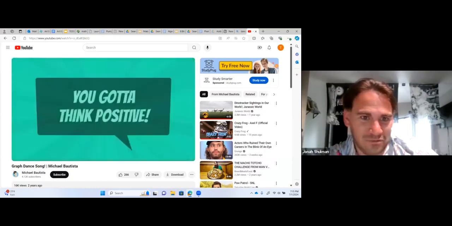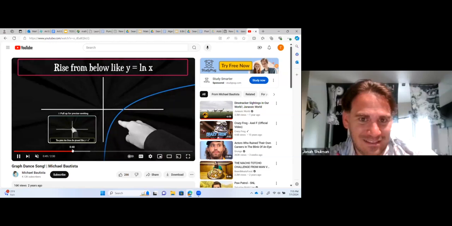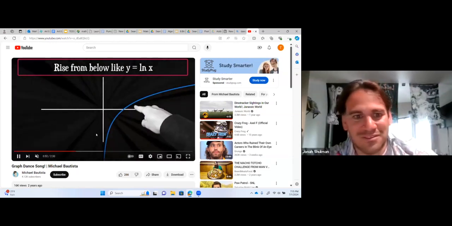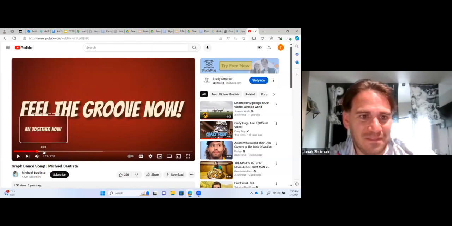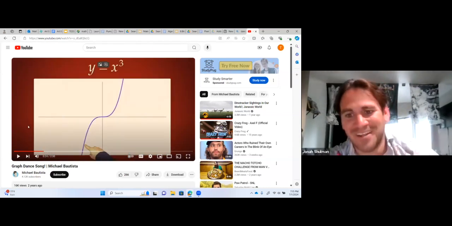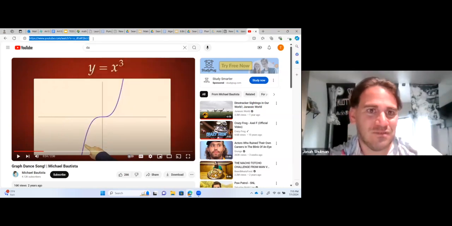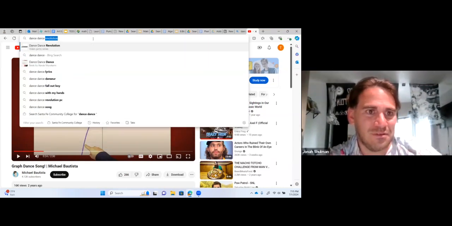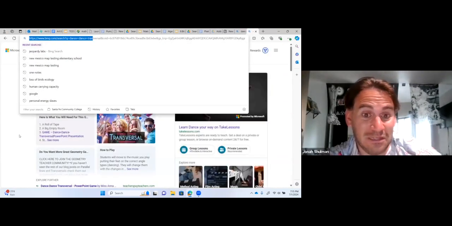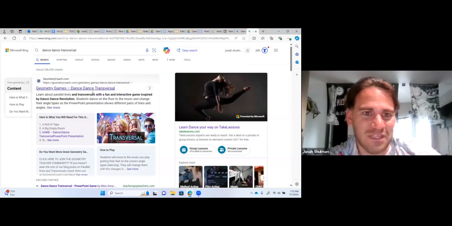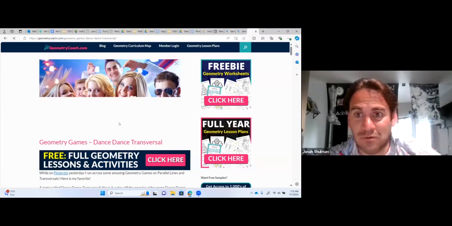Cool, absolute value. Natural log of x. So there's tons of these, right? Cubic function, right? So dancing is fun. There's also dance transversal, which I've seen people do. I don't really like it because, I don't know, everybody has their own stuff that they like. Oh, this is a paid one, even worse.